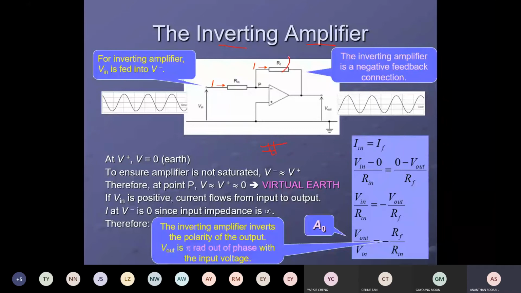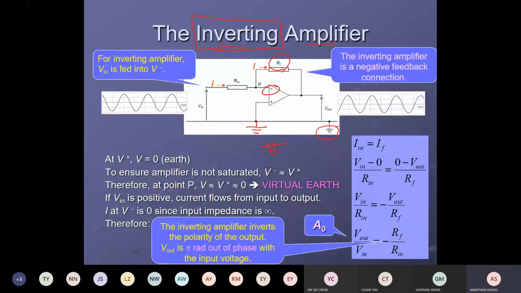This is the feedback resistance. This resistance is a feedback resistance. Okay, this is the feedback, and you have Rin and RF. So this is an inverting amplifier. Why do we say inverting? Because the input is at negative. We give the input at negative. Positive is normally earthed.